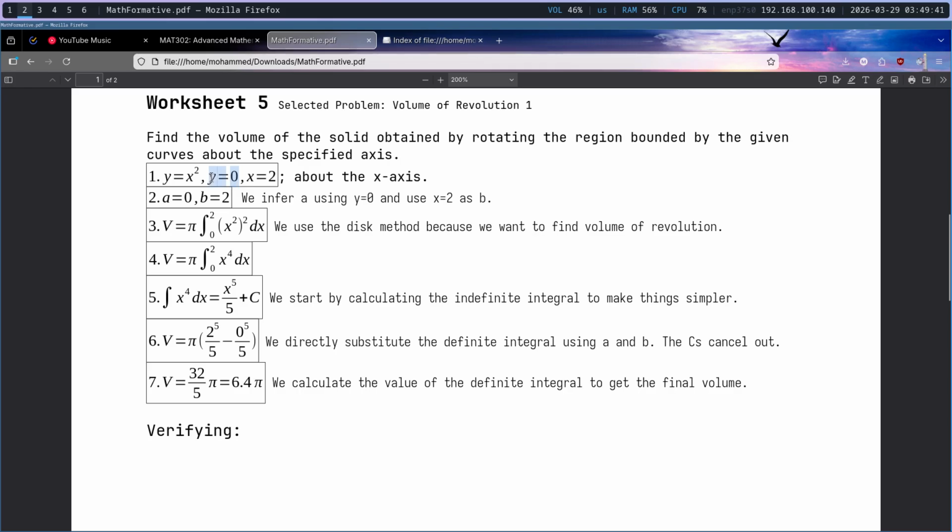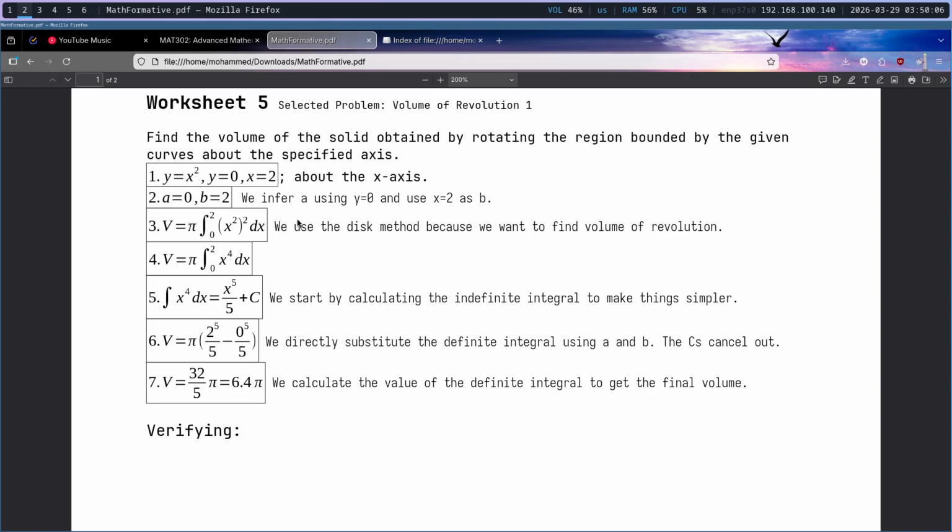So y equals 0 will become x equals 0, because if we plug y equals 0 in here, we'll have x squared equal to 0, and we know that anything squared equaling 0 means that thing is 0. So a is equal to 0 and b is equal to 2, and we apply the disk method, basically because we're now trying to find the volume of a revolving curve.